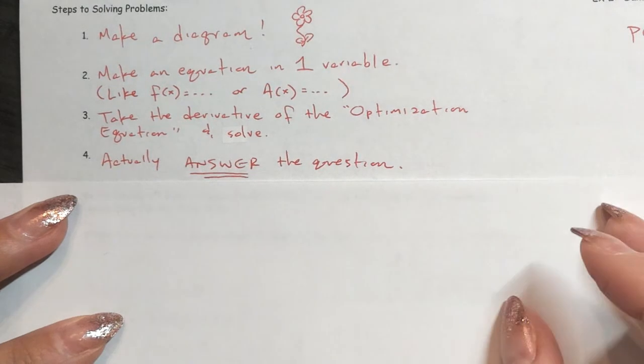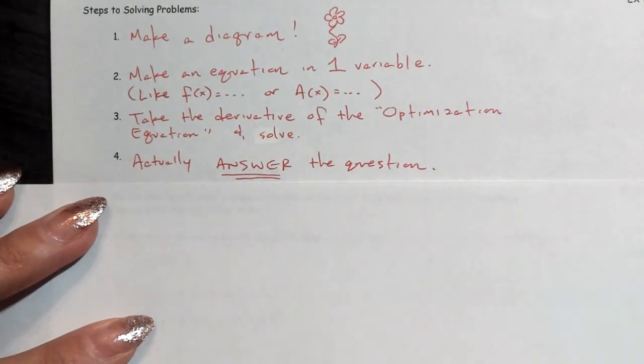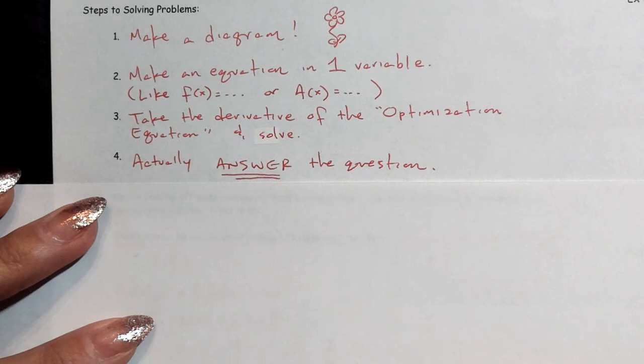You know how sometimes they'll be like, what's the perimeter? And you're like, x equals 5. That's not a perimeter, okay? That's like a side of the rectangle or whatever.